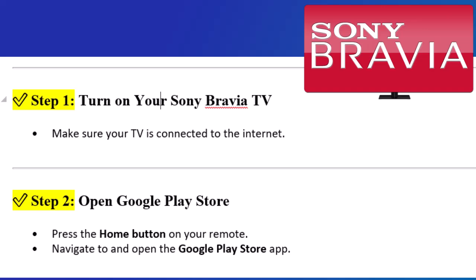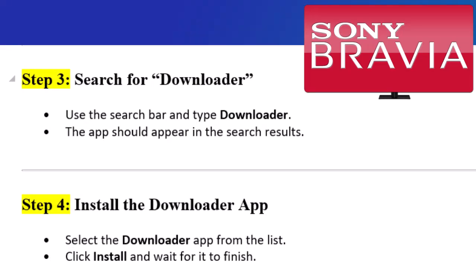Step 2. Open Google Play Store. Press the Home button on your remote. Navigate to and open the Google Play Store app. Step 3. Search for Downloader. Use the search bar and type Downloader. The app should appear in the search results.